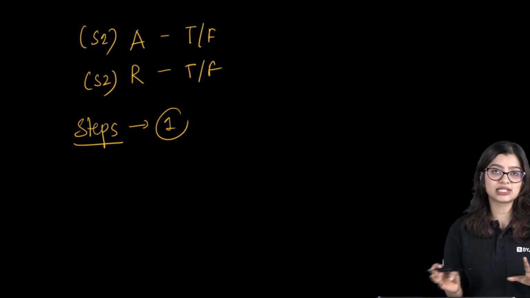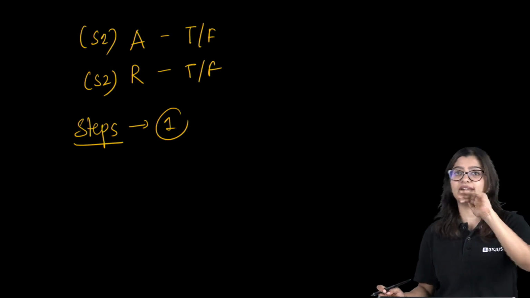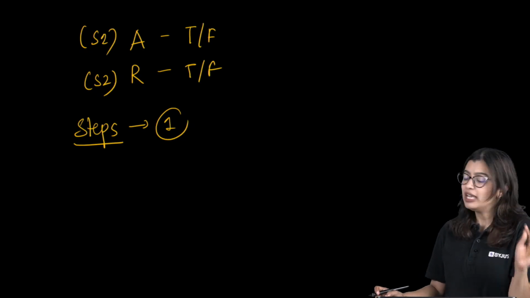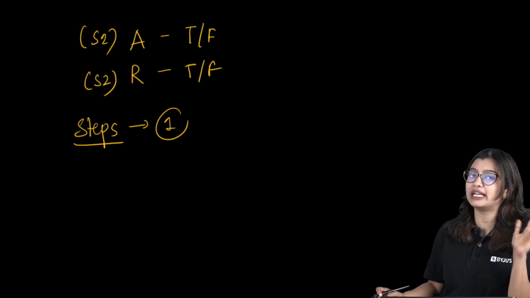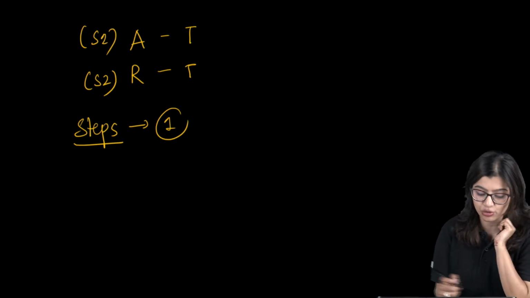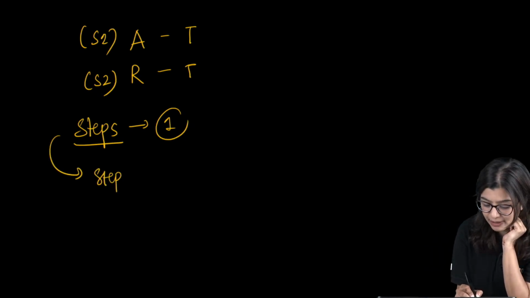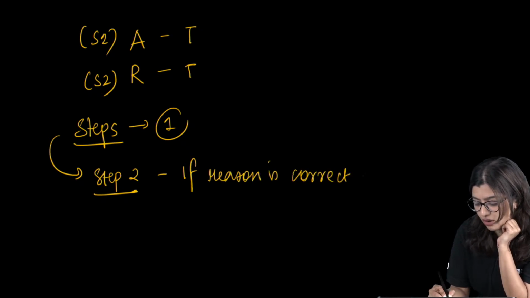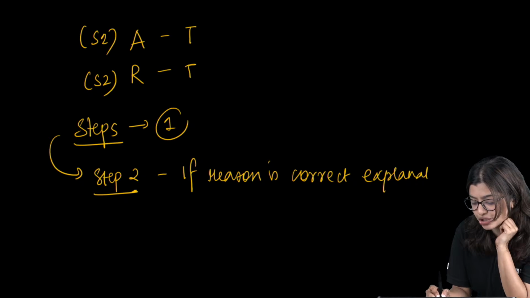Now if any one is false, the first two options will get eliminated, which say both A and R are true. If any one turns false, you can immediately identify that. But if both statements are true, you will go into step number 2 to identify if reason is the correct explanation.